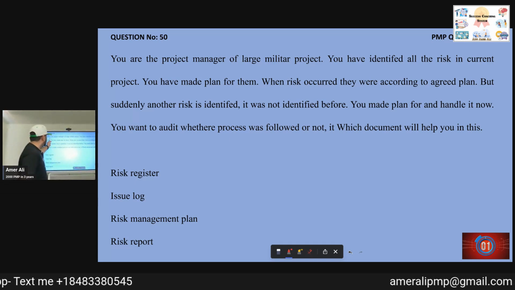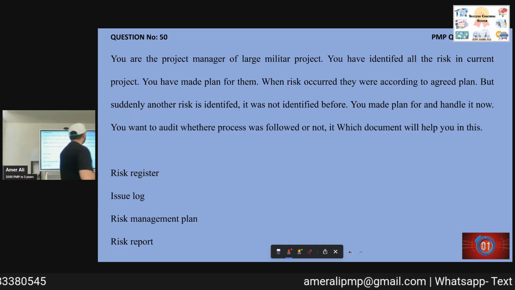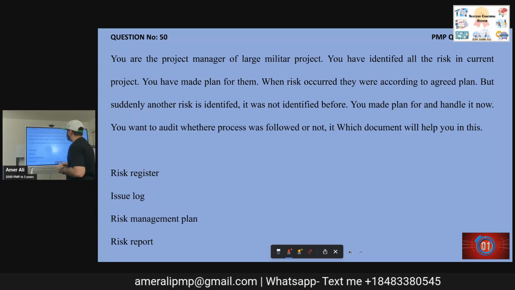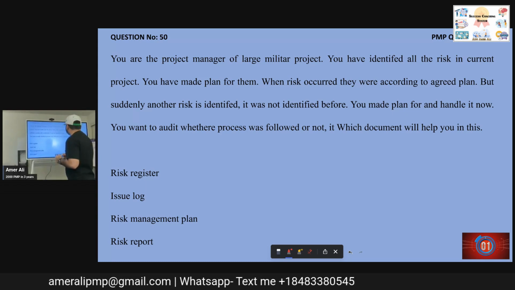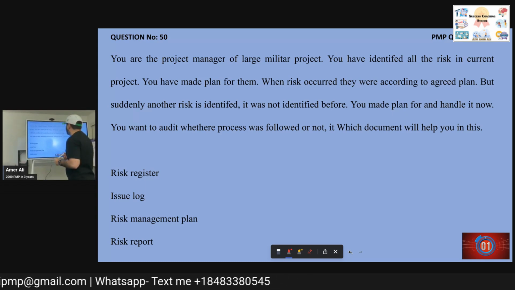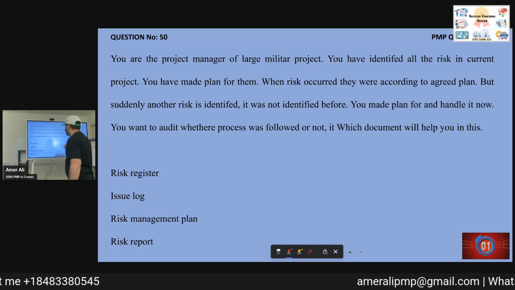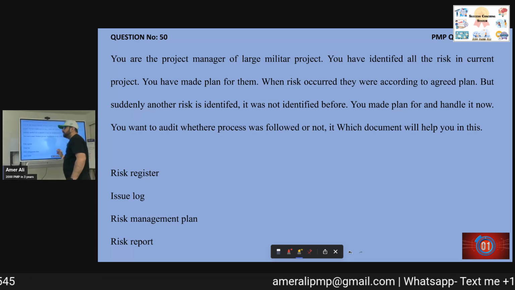So you are the project manager of a large military project. You have identified all risk in the current project. You have made a plan for them. When risk occurred, they were according to a plan. Another risk is identified. It was not identified. Now this, that's why I said read the last line.